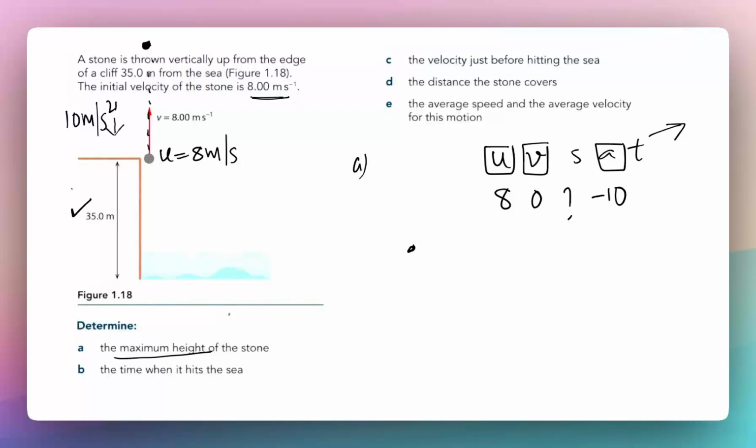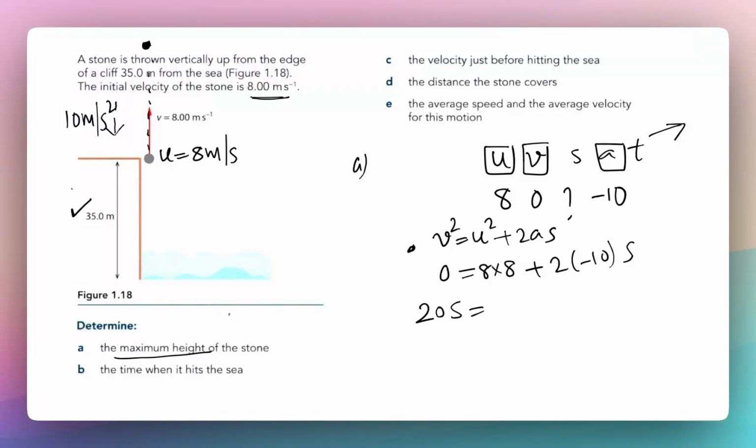The only equation we want to use straight away is v squared equals u squared plus 2as. V is equal to 0, u is equal to 8 into 8, plus 2 into minus 10 into s. So this will go on this side, and it becomes 20s equals 8 into 8. My s is going to be simply 64 by 20, or 3.2 meters. So 3.2 meters is the maximum height attained by the stone from here.